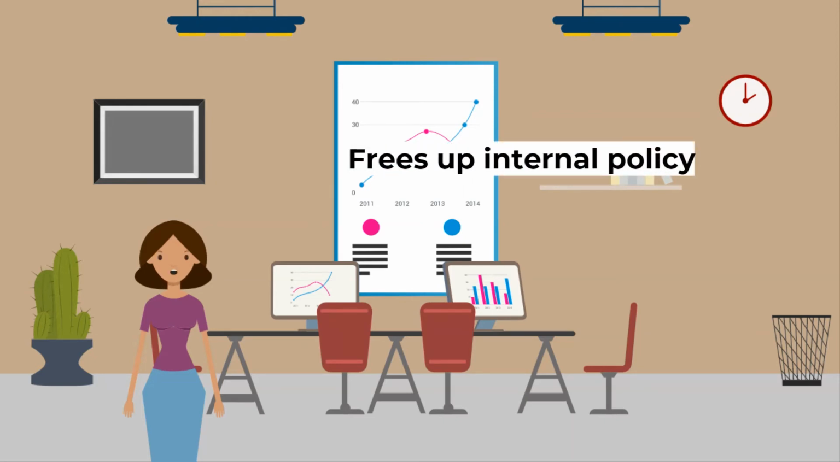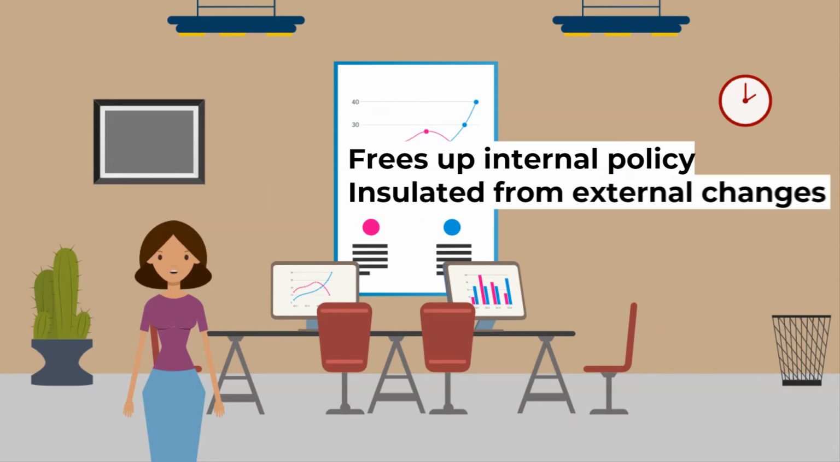Next, it frees up internal policy. A floating exchange rate allows a government to pursue internal policy objectives such as full employment and growth, not having to worry about the balance of payments imbalances as they will be automatically adjusted. Insulated from external changes, a floating exchange rate helps to insulate a country from inflation elsewhere. If a country were on a fixed exchange rate, then it would import inflation through higher import prices. A floating exchange rate would automatically adjust demand and supply in the economy to avoid such inflation.